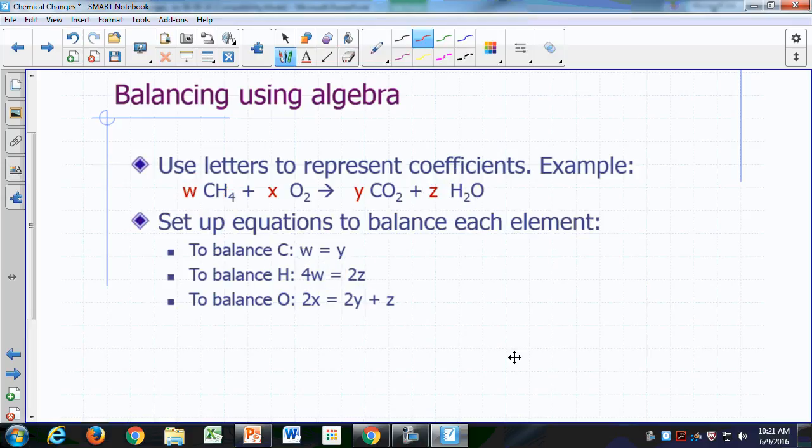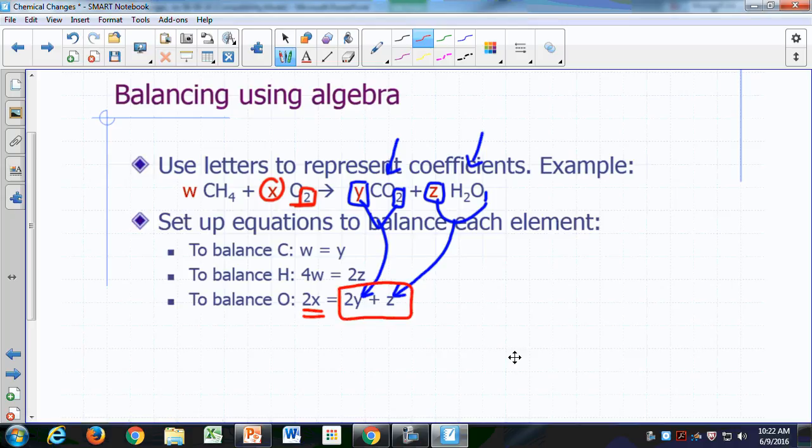And then finally, oxygen. You find it in O2 on the left. So the coefficient of O2 is X. The subscript of oxygen in O2 is 2. So the number of oxygen atoms on the left is 2X. And on the right, you'll find oxygen in CO2 and H2O. The coefficient of CO2 is Y, and the subscript of oxygen in CO2 is 2, so 2Y comes from the carbon dioxide. You still have oxygen coming from the water. The subscript is 1 in water, and the coefficient of water is Z. Z times 1 is Z. So the number of oxygen atoms on the right side is 2Y plus Z.